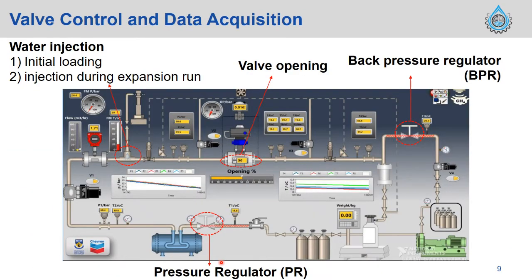Now here is the valve control and data acquisition. We can use the pressure regulator and then the back pressure regulator to control the pressure drop and the valve opening and also water injection. We try to mimic our actual experimental system in LabView. And the good thing is we have many pressure and temperature sensors along this line. So this helps us to understand the physics behind the JT cooling.